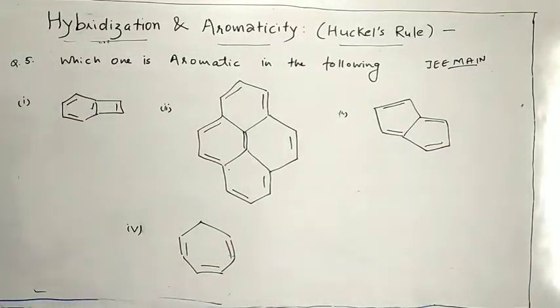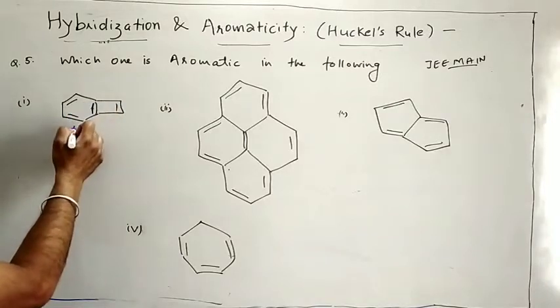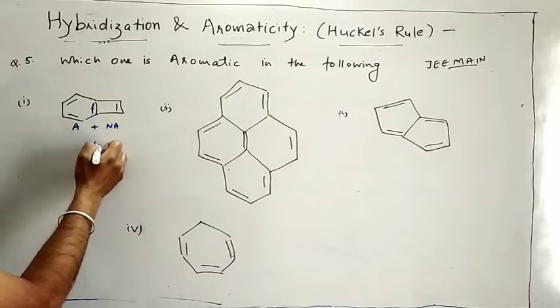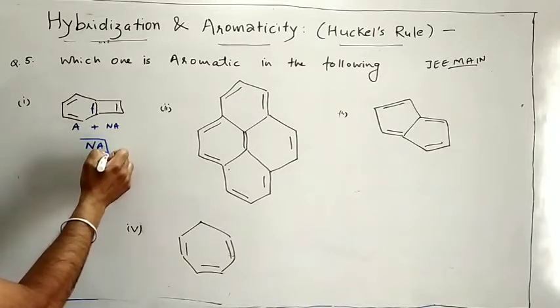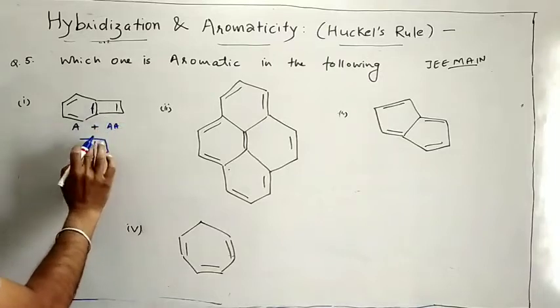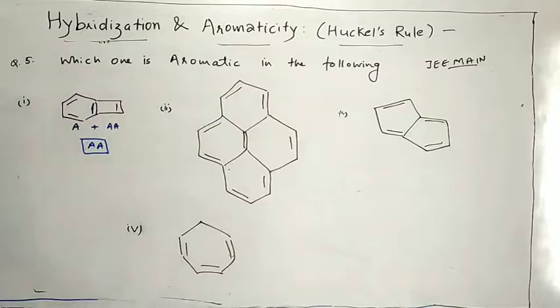Now we will see which one is aromatic in nature. So first one, there are 2 rings. The first ring is aromatic, the second ring is non-aromatic. Sorry, the second one is anti-aromatic. So when we have aromatic and anti-aromatic, overall the compound is anti-aromatic.